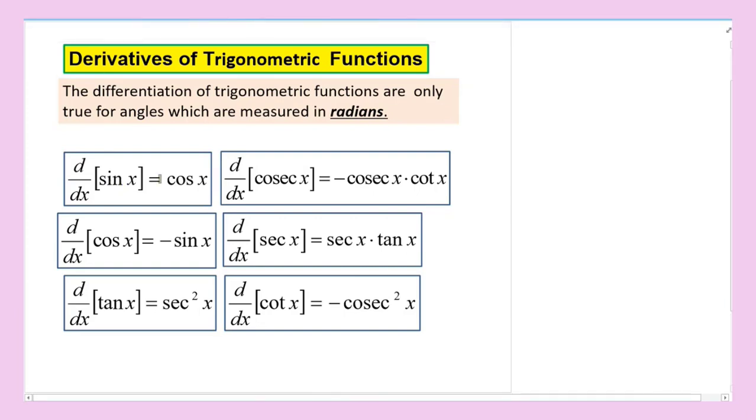Okay, sin gets cos, cos gets negative sin, tangent gets secant squared, cosecant gets negative cosecant cotangent. This one is the easiest to remember. Sec gets sec tan, easy to remember, right? Okay, cot gets negative cosecant squared.